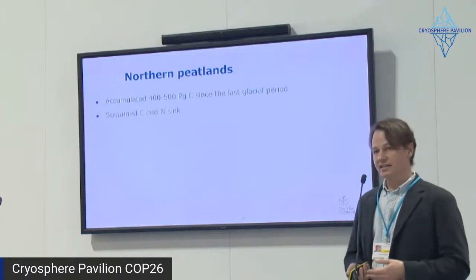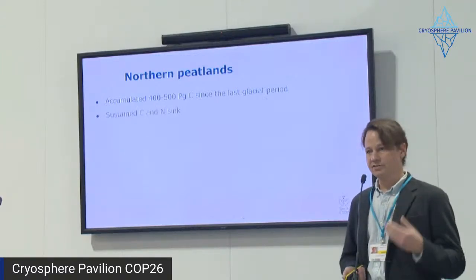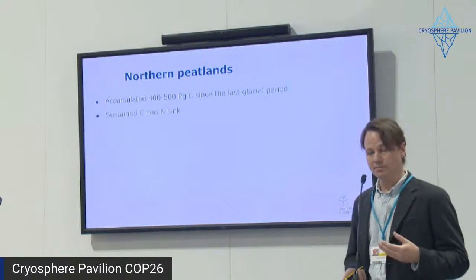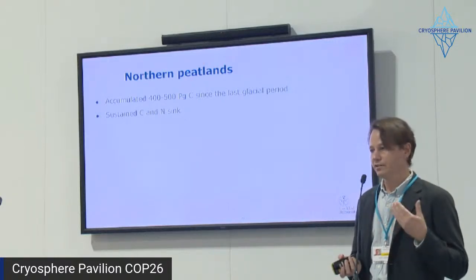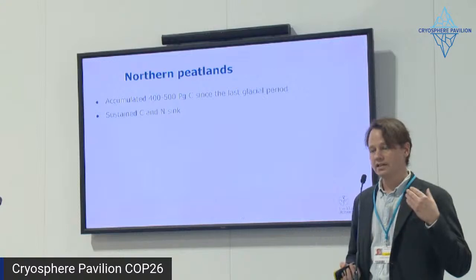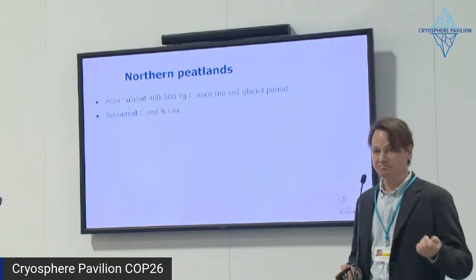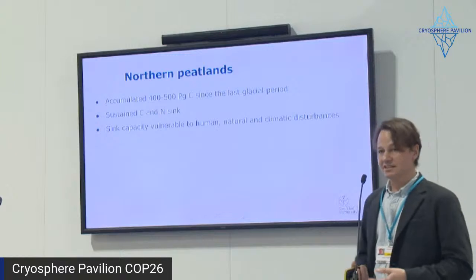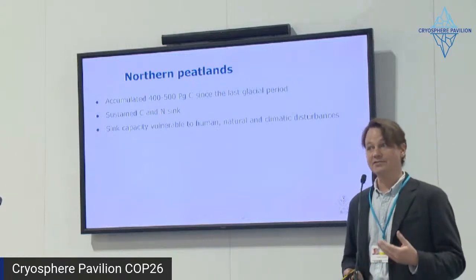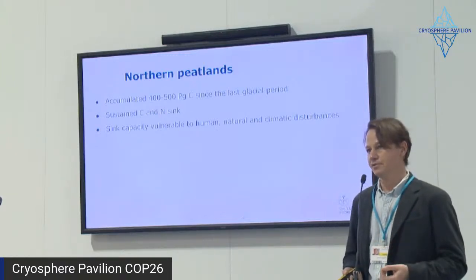This also means that these peatlands have been a sustained sink for both carbon and nitrogen, pulling carbon and nitrogen out of the ecosystems and the atmosphere into the soil, effectively cooling the climate for at least 10,000 years or more. Northern peatlands are still a carbon sink. They're still cooling the climate for us.